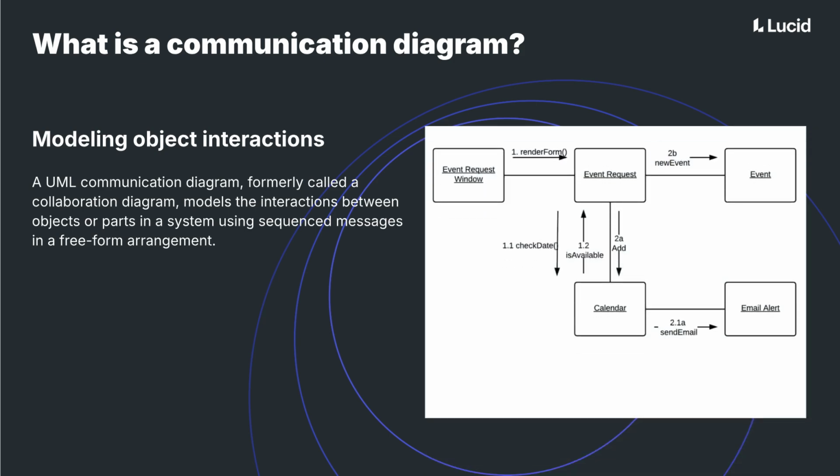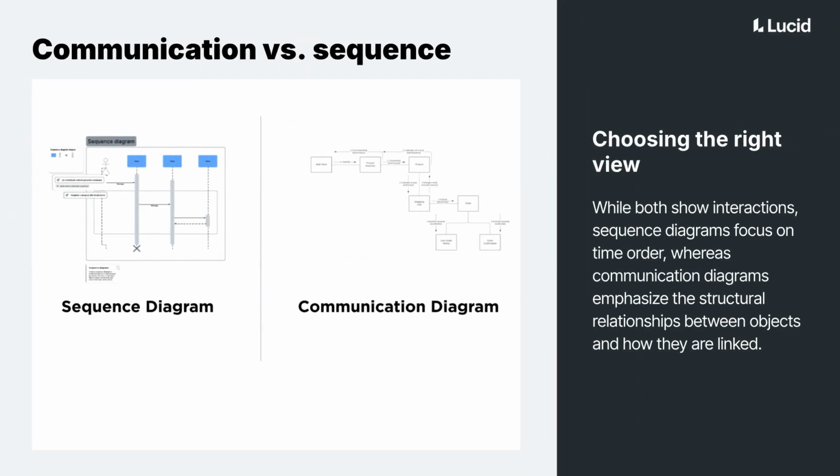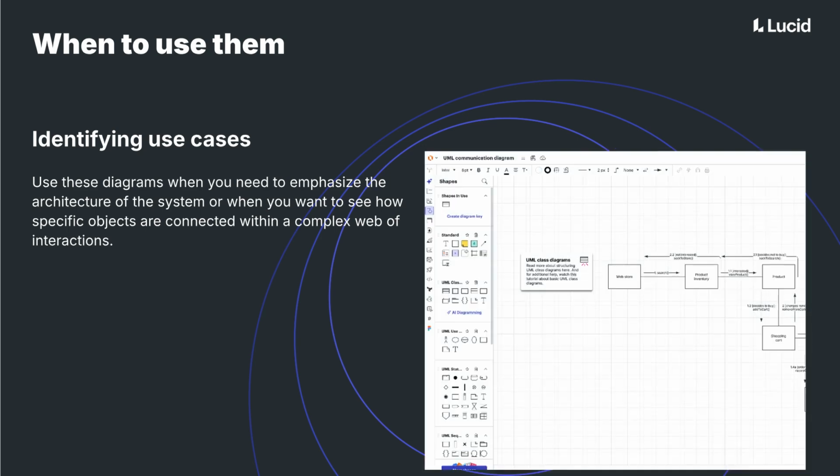What is a UML communication diagram? It's a specialized UML diagram, formerly called a collaboration diagram, that models the interactions between objects or parts in a system using sequenced messages. Communication versus sequence diagrams. What's the difference? While both show interactions, sequence diagrams focus on time order. Communication diagrams emphasize the structural relationships and links between objects.